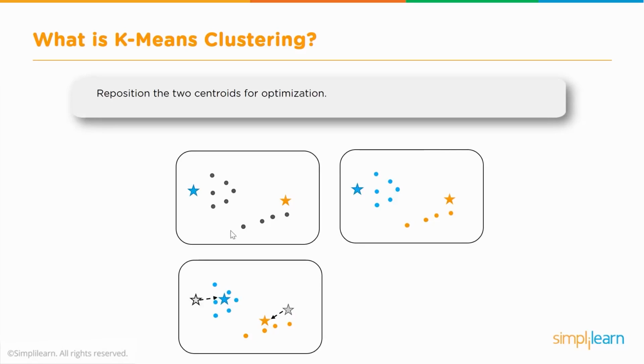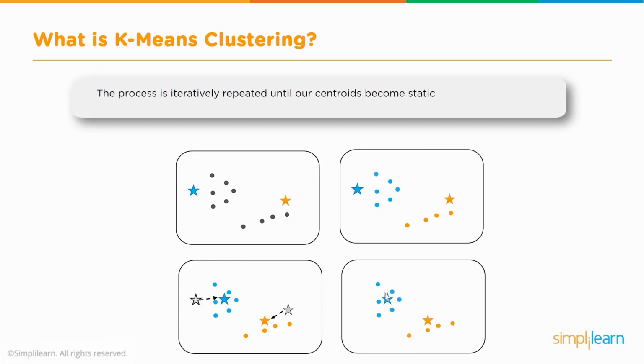So this process is continued until the centroid repositioning stops, and that is our final cluster. So this is our final iteration. We've come to this position where the centroid doesn't need any more repositioning, and that means our algorithm has converged. A convergence has occurred, and we have the two clusters, the clusters with a centroid.